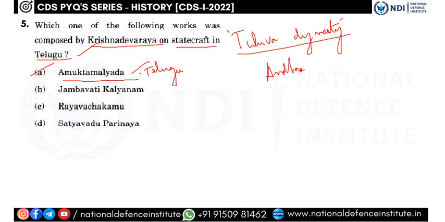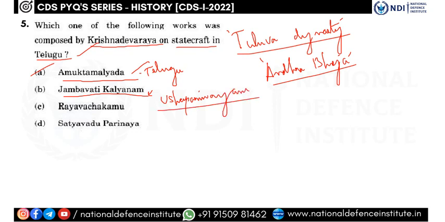He is not only a good statesman, but he is also a poet. Yes, he has written a lot of books. Amukta Malyada is one such book written in Telugu on statecraft. Also, he wrote some Sanskrit books called Jambavati Kalyanam and Usha Parinayam. These both are Sanskrit works of Krishnadeva Raya. Yes. So the answer is A. Amukta Malyada.